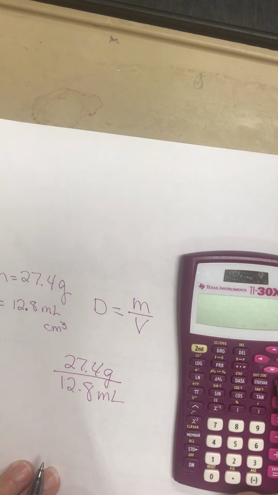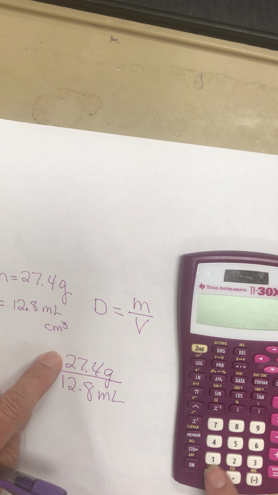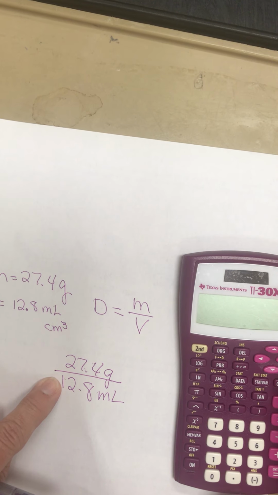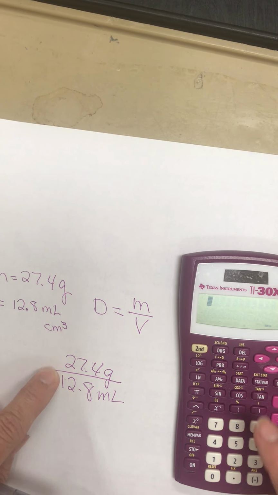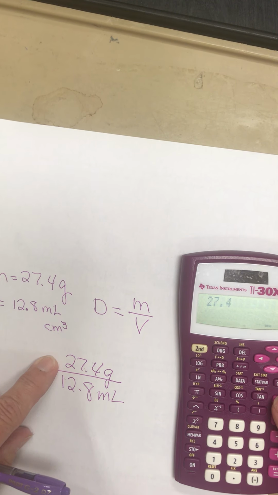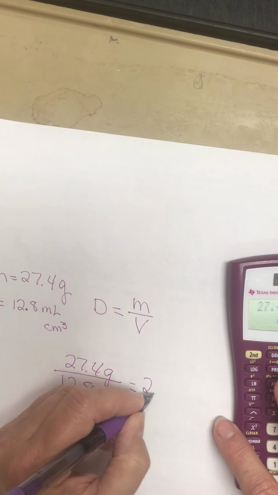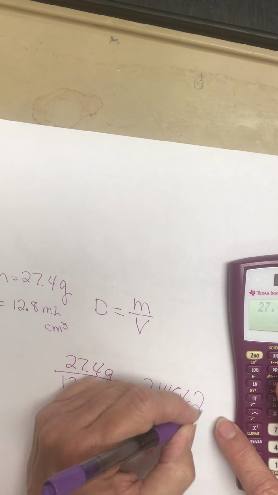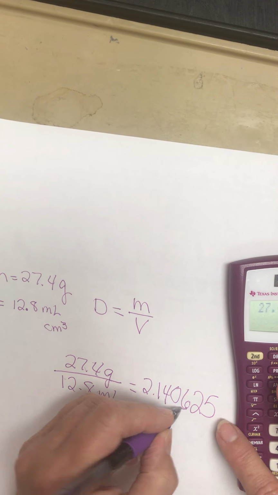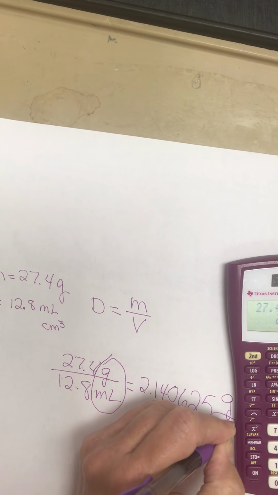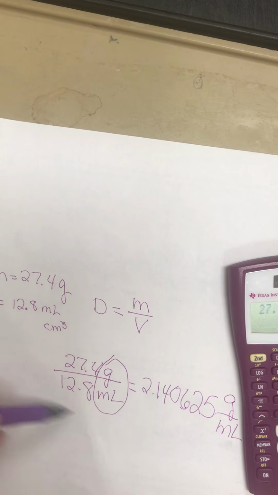Then I'm going to get my calculator. A fraction says it's a divide problem. So I'm going to put 27.4, top number in first, divided by 12.8. I hope I turned the calculator on. Hang on. 27.4 divided by 12.8 equals... I get 2.140625. I'm going to show you how to round at some point this year, but your unit would be right here, grams per milliliter. Literally, a fraction means divide, top number in first, divided by the bottom number, equals, and you get your answer.